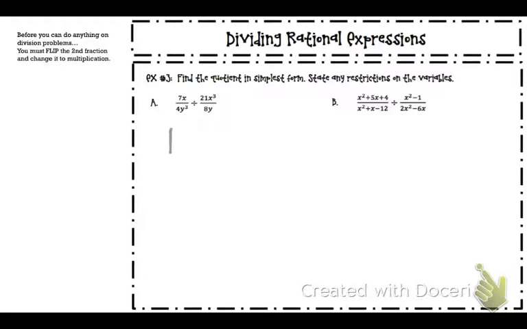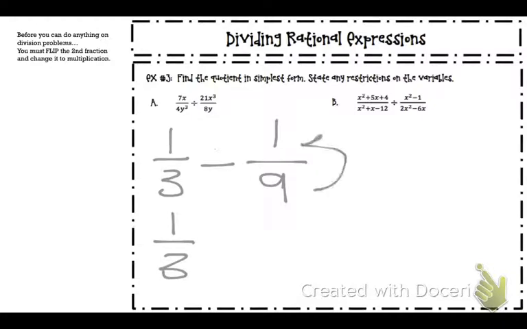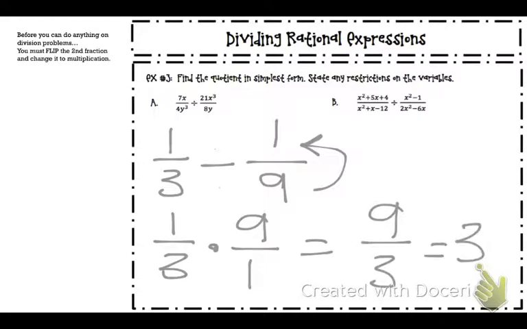So if we have 1/3 divided by 1/9, when you divide by a fraction, you flip the second fraction and you multiply. So that really ends up being 9 over 3, which equals 3.